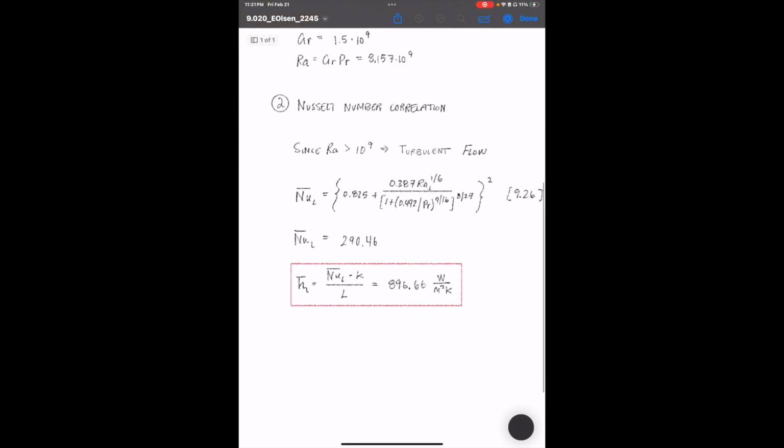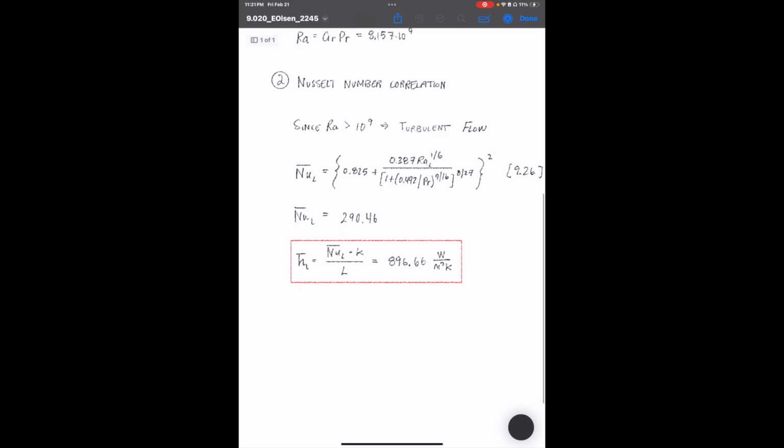And so that makes this turbulent flow Nusselt number correlation valid. And I believe that equation 9.26 is also valid for any Rayleigh number. There's one that is specifically meant for flows less than 10 to the 9, and so if it did fall below that, this equation would still be valid. But for this case, it's a pretty easy equation to use to just evaluate your Nusselt number at any condition.